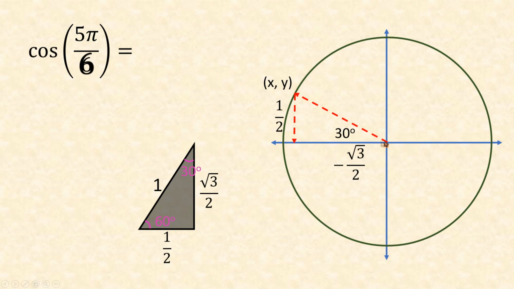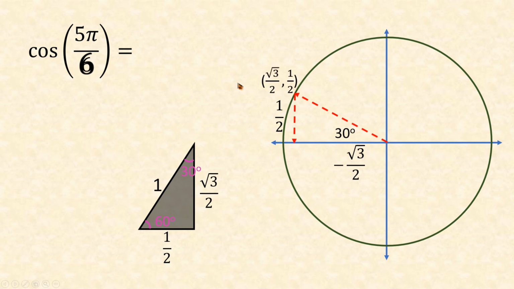Okay, but remember, this is going to the left. Your x is going to the left, so it's negative. And your y is going up, so it stays positive. It's not negative. It's going up, so it's positive. Okay. And I want cosine, right? Cosine is adjacent over hypotenuse. So adjacent of 30 is this, negative radical 3 over 2 over 1.